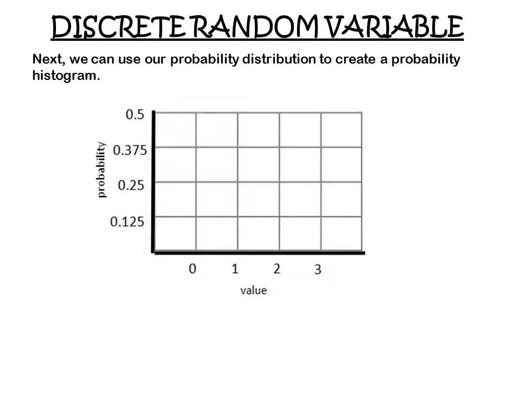Next, we can use our probability distribution to create a probability histogram. Our x-axis is going to be the value, which in this case is the number of heads obtained, and our y-axis is the probability of that event occurring. Because these variables are discrete, I'm going to align my bars such that the midpoint is going to be the value.